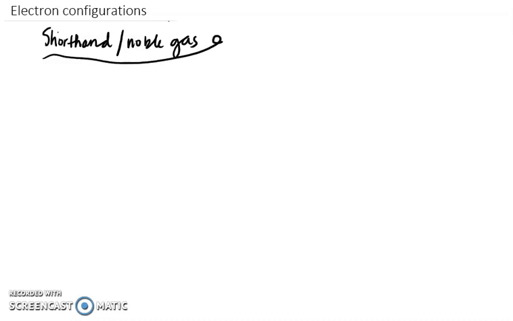All right, you guys, what we're going to be learning today are what are called shorthand, or sometimes noble gas, electron configurations. Really what they do is they make this process of writing electron configurations, which you guys probably found is kind of long, shorter. For atoms with a lot of electrons, that electron configuration can get really, really long. And so shorthand configurations shorten that up.